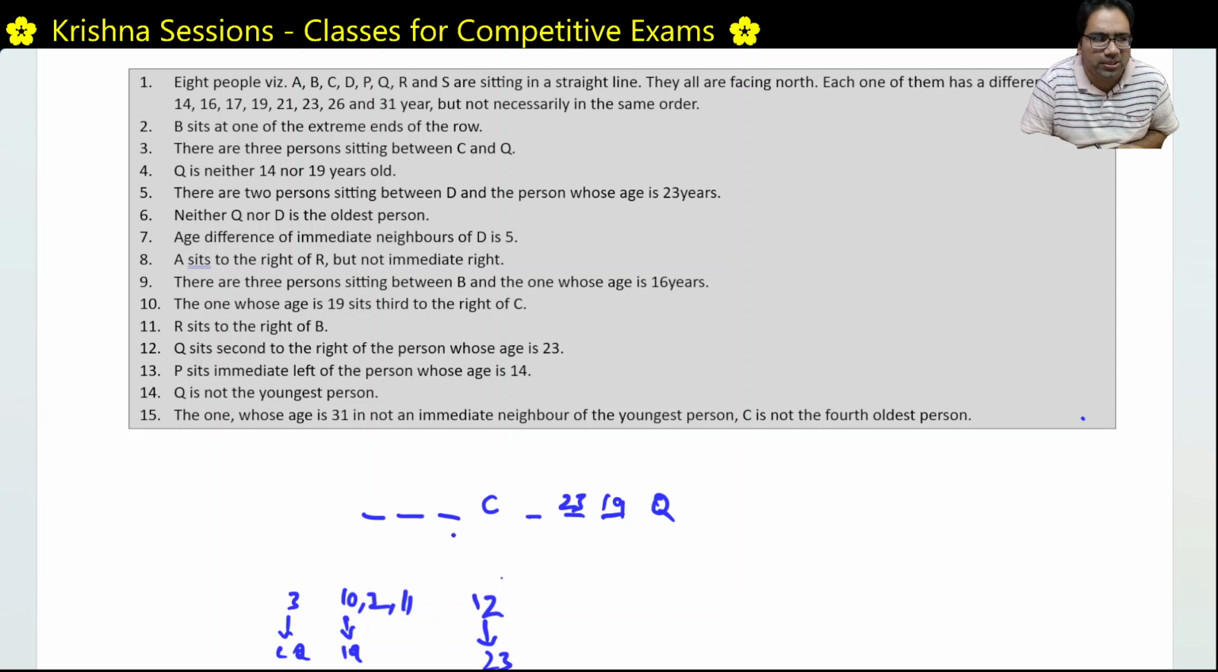B can be here. If B can be here, then 2 more slots will come here. If B is here, 1, 2, 3, 4, 5, 6, 7, 8, one more slot can be here. B can at max be here.